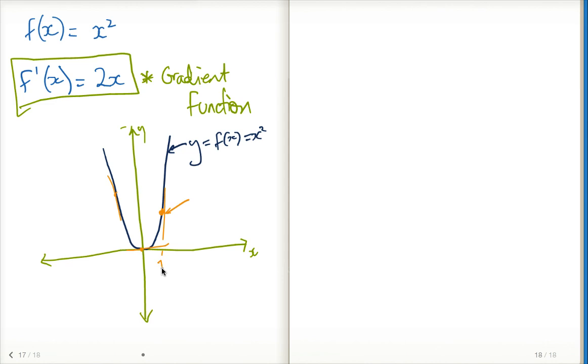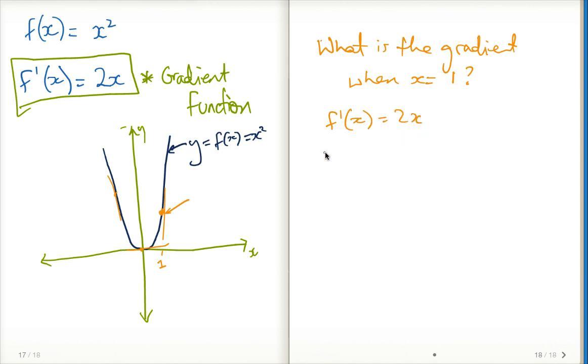So for example, let's find the gradient at this point. Let's say on the x-axis that's 1. So I want to know what is the gradient when x equals 1 for this function, f(x) equals x squared. Well, I just find my f'(x). I know that my gradient function is 2x, so then I just find f'(1). Well, f'(1) is 2 times 1, which equals 2. So right here, my gradient is 2.